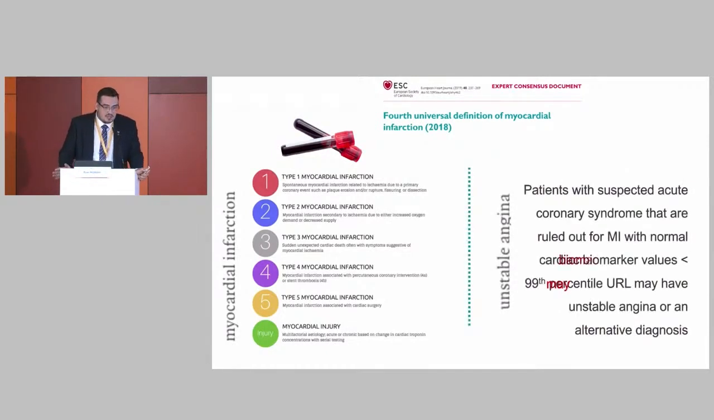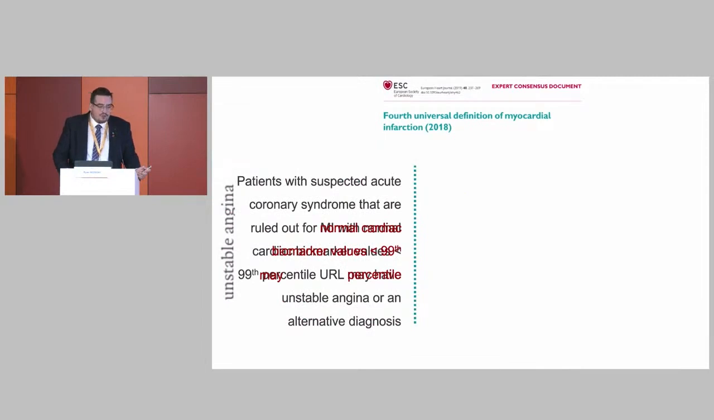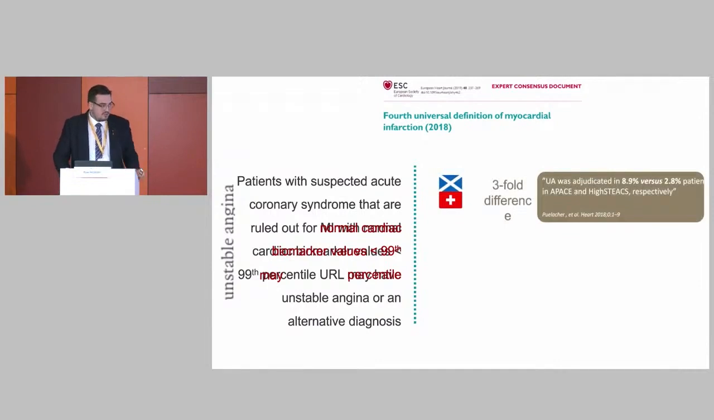However, for unstable angina, such strict biomarker criteria don't currently apply, and this diagnosis can be applied in anyone who the clinicians feel has enough clinical suspicion to make that diagnosis and a troponin below the 99th centile. And what does that mean in practice? Well, it means that often a diagnosis is applied inconsistently around the world. And in a paper led by Professor Mills and Mueller, published in Heart, we've seen a threefold difference in the incidence of unstable angina between the Swiss and Scottish data sets.